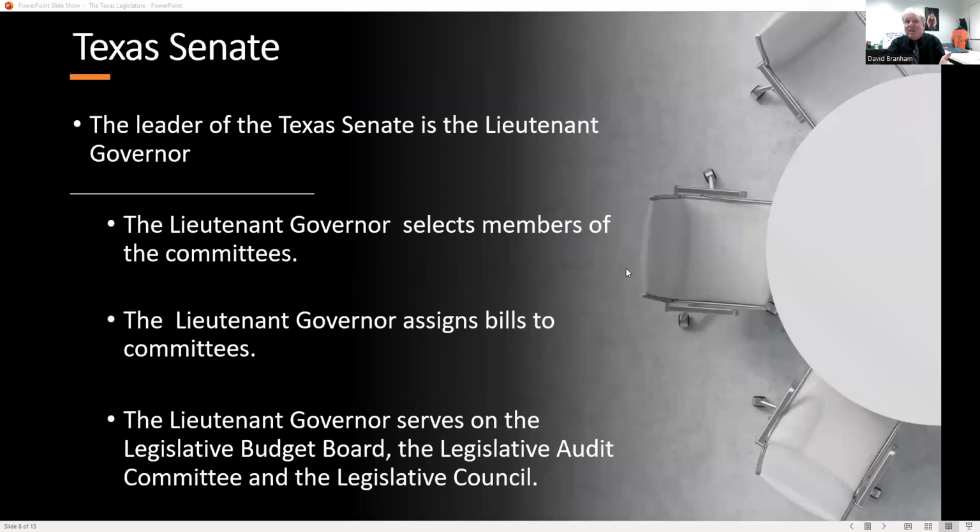The leader of the Texas Senate, like I said, is the lieutenant governor. The lieutenant governor selects members of the committees. The lieutenant governor assigns bills to committees. So the lieutenant governor has that huge bill power, just like the Speaker of the House does. And the lieutenant governor serves on the Legislative Budget Board, the Legislative Audit Committee, and the Legislative Council. Very powerful.